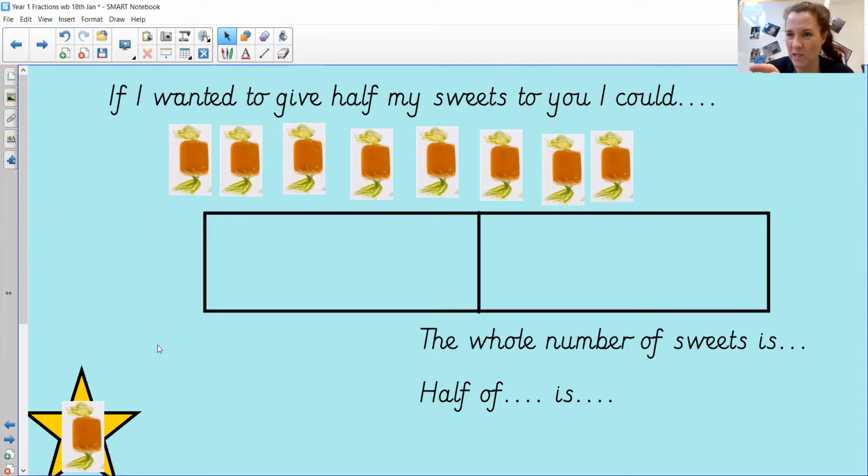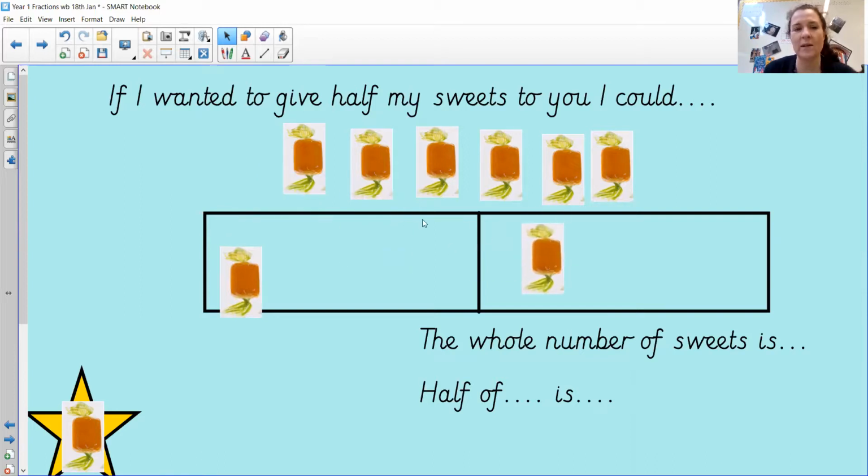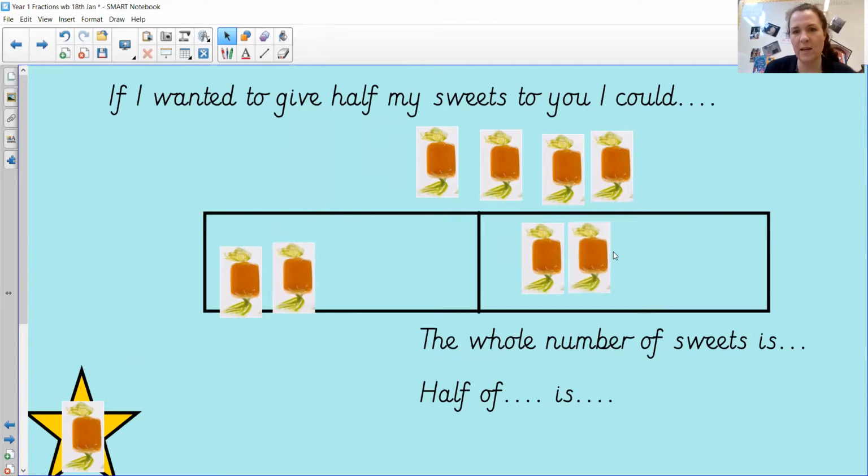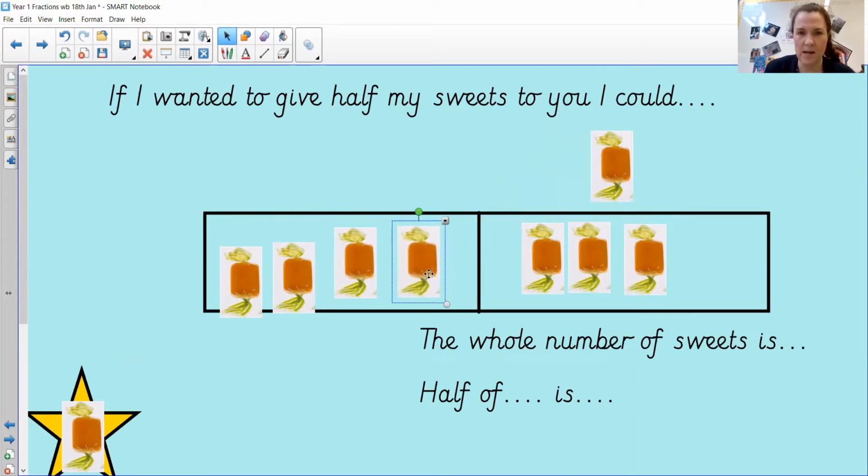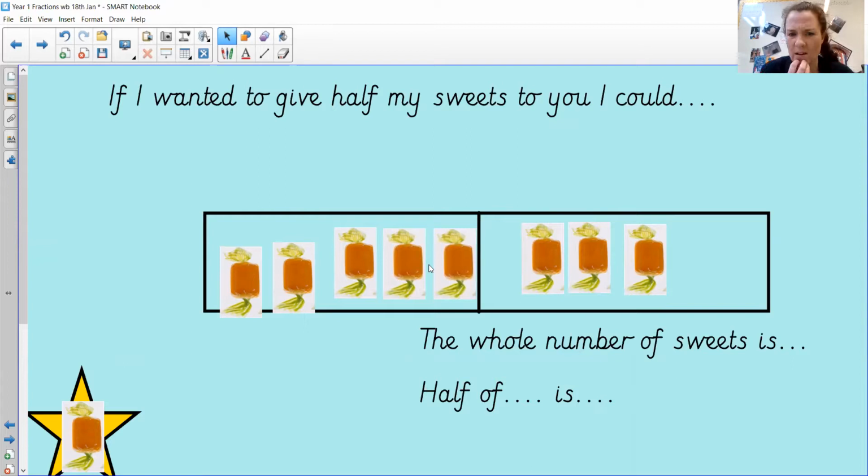Now, if I want to give half to you and half to me, and I want to make it fair, I'm going to share my sweets onto my bits of the rectangle, my equal parts of the rectangle. So 1 here, and you can do this at the same time. 1 here, 1 here, and 1 over here, and 1 here, and 1 here, and 1 here, and 1 here. Okay, so I've now worked out that I've got 5 and you've got 3.